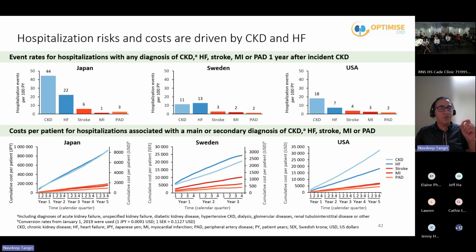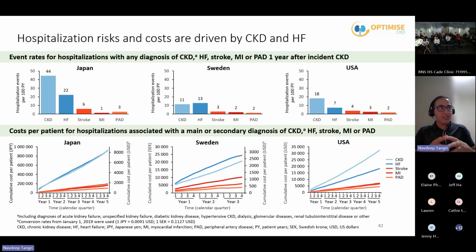Costs for patients with CKD are driven by CKD and heart failure. So this is hospitalization events per 100 patient years. You can see CKD and heart failure together is 25. Stroke, MI, peripheral arterial disease is 9, right? So our patients tend to have cardiorenal events, and we're fortunate that the drugs we treat with, which are RAS inhibitors, SGLT2 inhibitors, finerenone, treat cardiorenal events, right? So when you select somebody who's high risk and you choose to treat them, you're likely to have a cardiorenal benefit, not just a renal benefit.